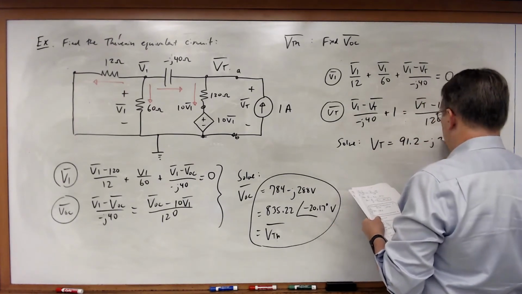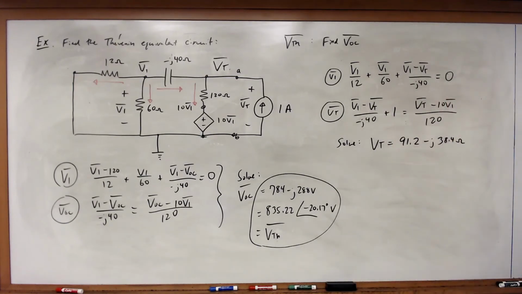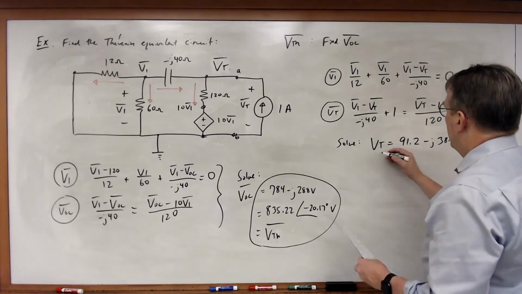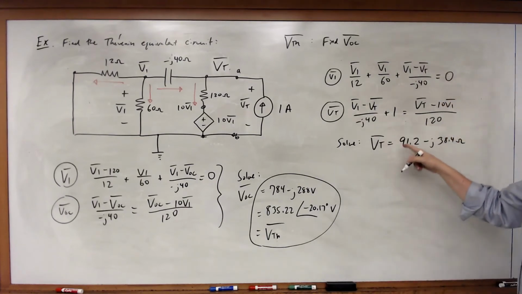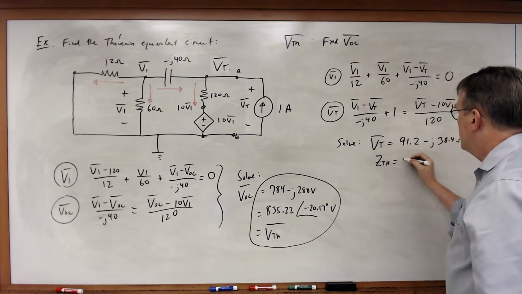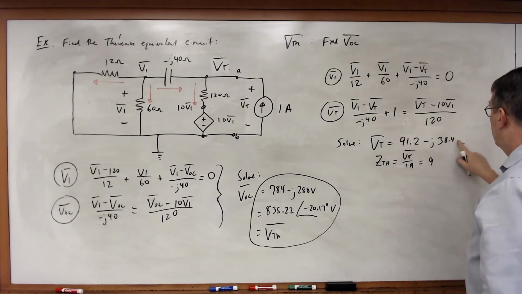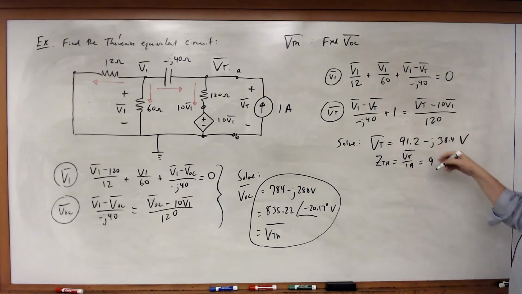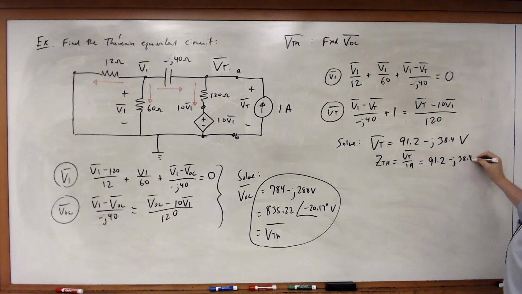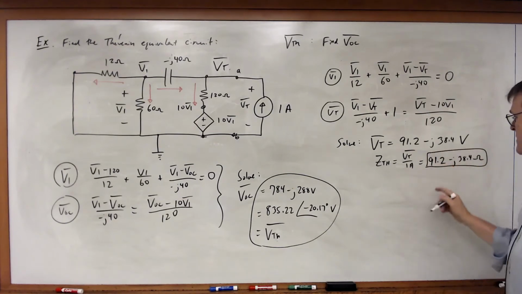If I do, two equations, two unknowns, I will get that VT is equal to 91.2 minus J38.4 volts. Given this, that means that ZTH must be equal to VT divided by 1 amp, which is equal to, actually I should say this was volts, pardon me. So this becomes 91.2 minus J38.4 ohms. There we go. So there's my Thevenin equivalent impedance.